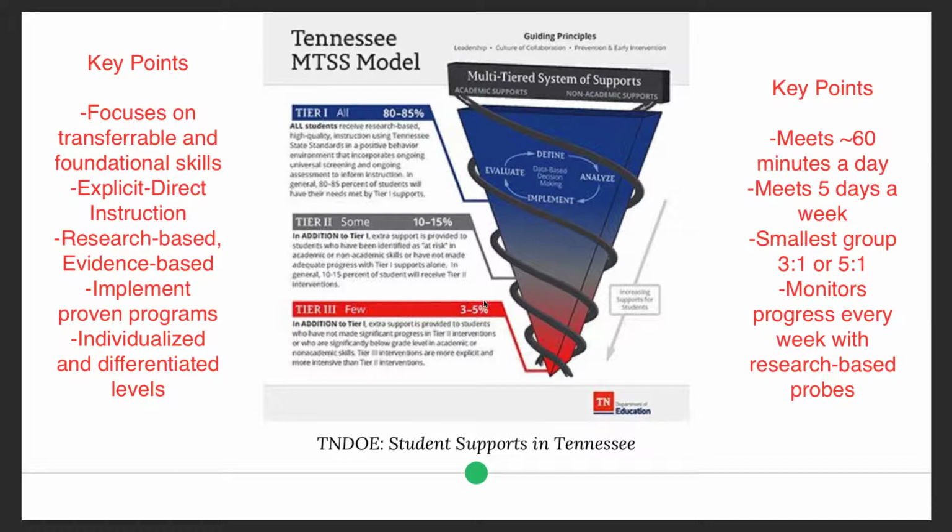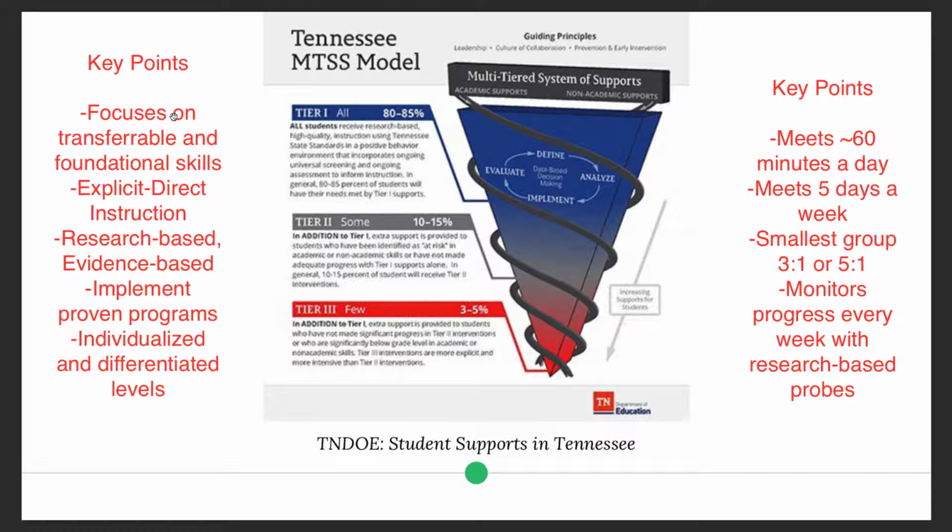So let's dig into what that means with some larger key points over here. So first, this is going to focus on transferable and foundational skills. So rather than looking at the standard and the embedded skills like in tier 2, tier 3 focuses on the very basics of each of the elements. So if we're talking about writing in tier 3, what we're going to be looking at is words correct per minute. How many words can a student write per minute that are correct? That is a foundational skill that you need before you look at any of the other more complex standards on any grade level.